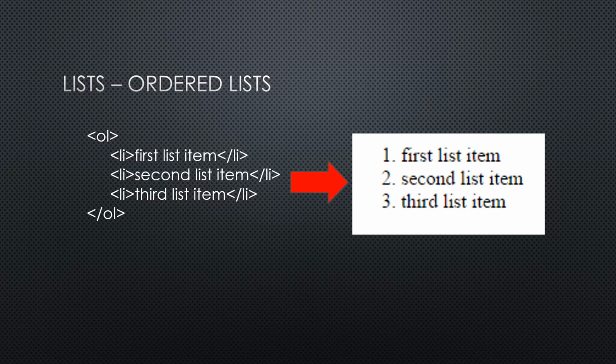This code would produce the result shown on the right. The default type is a numbered list, but you can change the letters to Roman numerals with the type attribute. Inside your opening tag, place the type attribute with the value you want in quotes, like OL type equals the letter capital A or lowercase a, and so on.